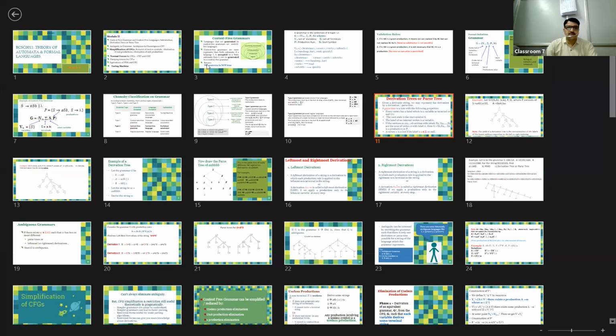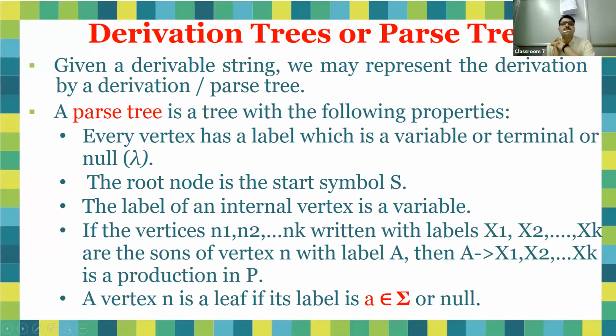Okay. So I'm going to start a new topic, that is the derivation tree or the parse tree. The derivation tree is used to represent the derivation or derived string from a particular grammar. It is a simple pictorial representation, and it has the following properties.